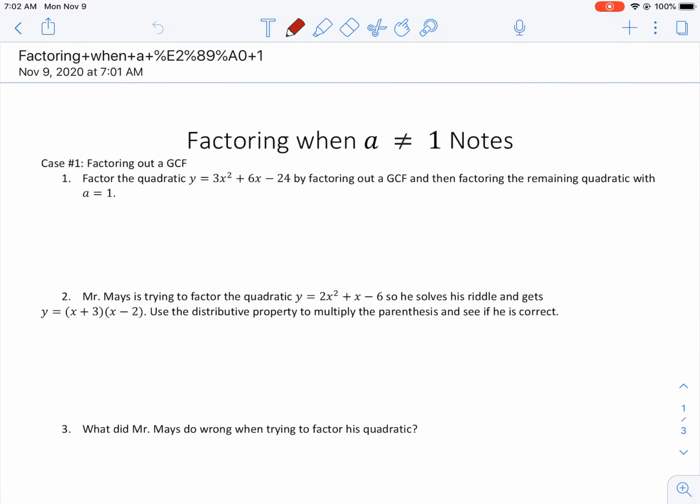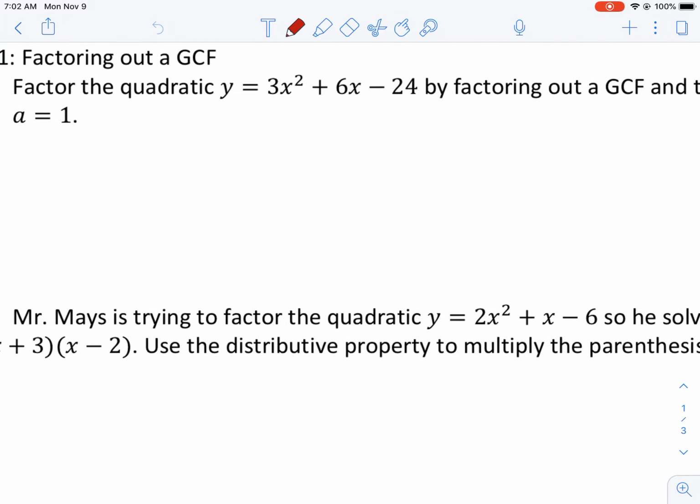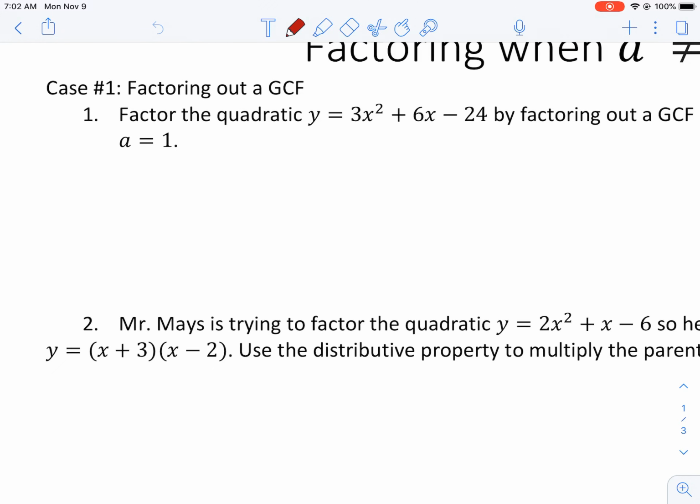Hello, in this video I'm going to go over some factoring when a does not equal 1. In all previous lessons we went over factoring when a did equal 1. This one's a little bit different. There are actually two different ways that you can do this. One way will always work, one way only works some of the time but makes your life easier, okay? The way that makes your life easier but won't necessarily always work is factoring out a GCF, okay?